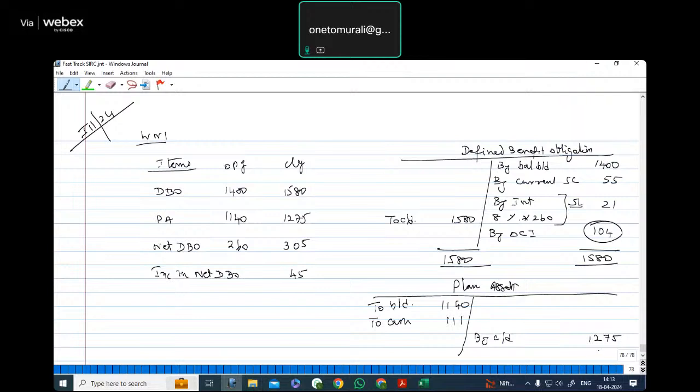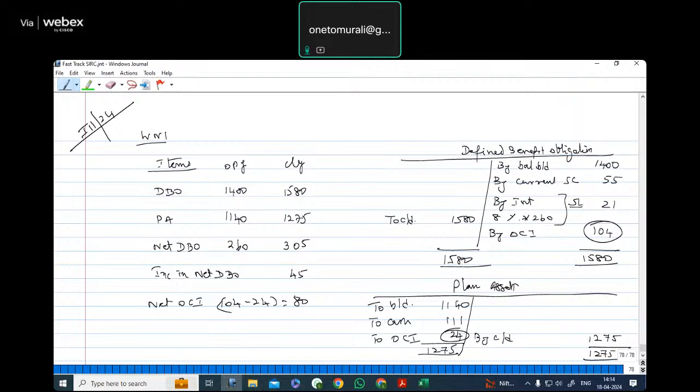So we find the credit side is greater, 1275. 1275 to OCI, that being 24. So net OCI is going to be 104 minus 24, which is equal to 80.